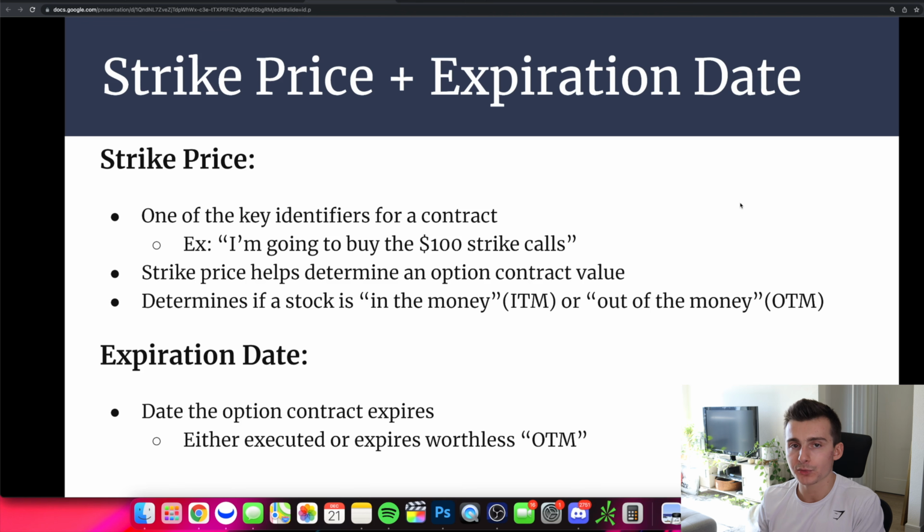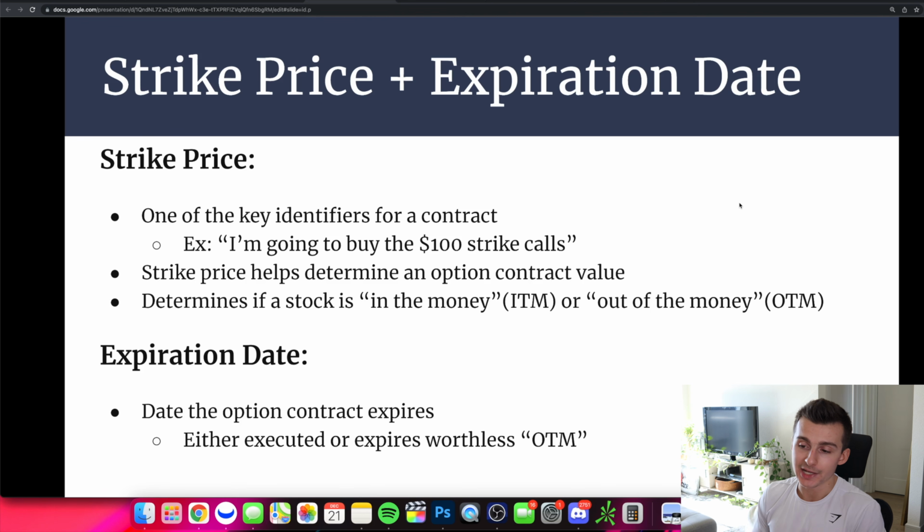Now, the strike price also helps determine where the contract's value will end up being by a certain date, right now, next week, next month, all of that. And you'll see the terms in the money, ITM, or out of the money, OTM. That's essentially based on the strike price. So depending upon where the stock is trading relative to the strike price, it may fall in the money or out of the money at the current time.